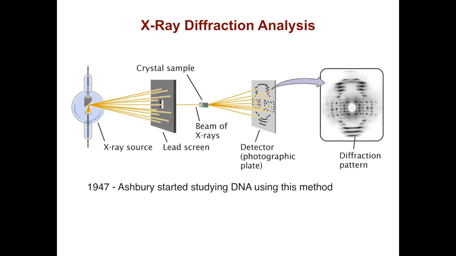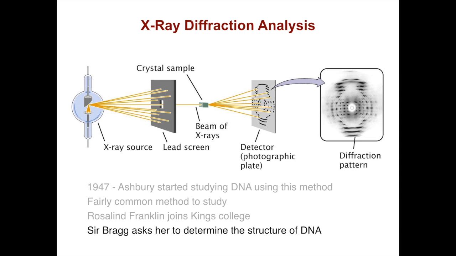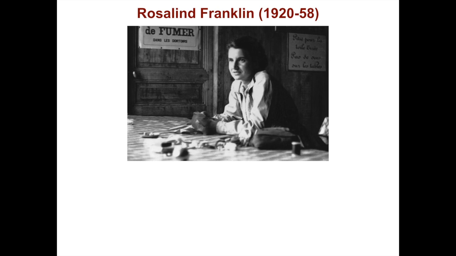So in 1947, Ashbury started studying DNA using this method. It was a fairly common method to study the structure of proteins and other organic molecules. Rosalind Franklin then joins King's College, and Sir Bragg asked her to determine the structure of DNA. Now, Rosalind Franklin is one of the initially unsung heroes of the DNA story.